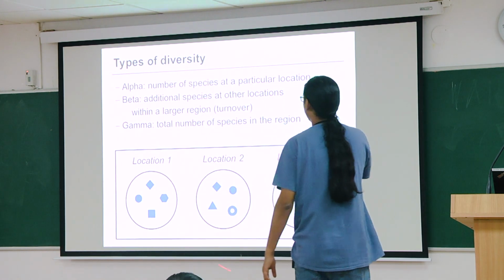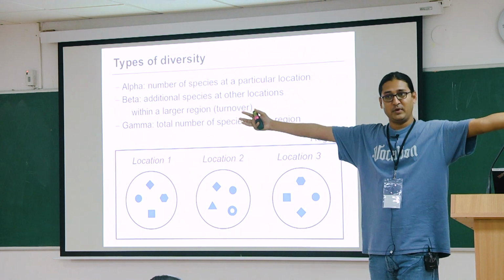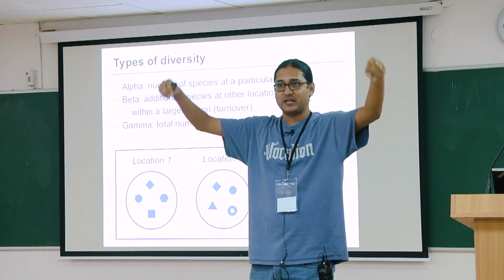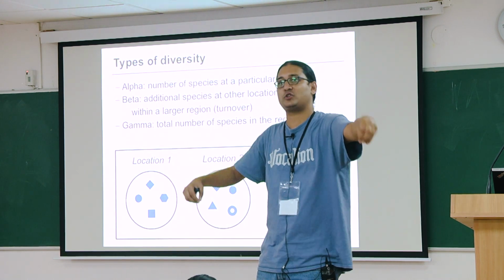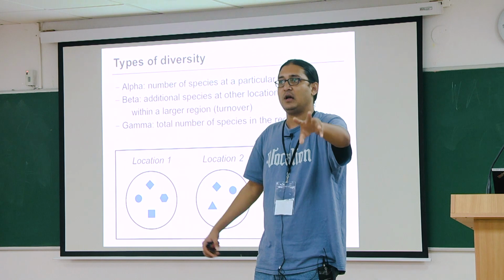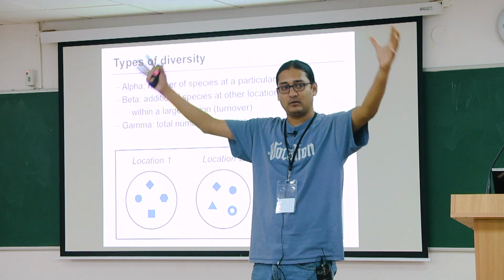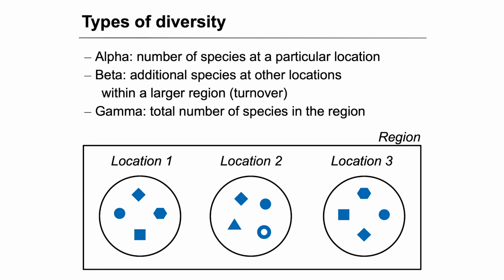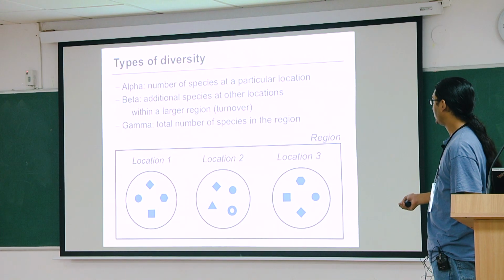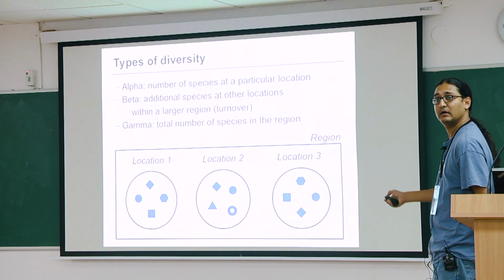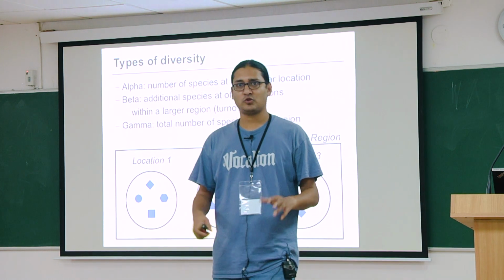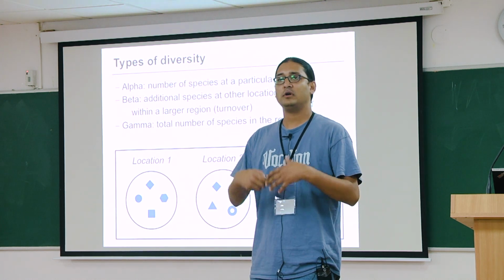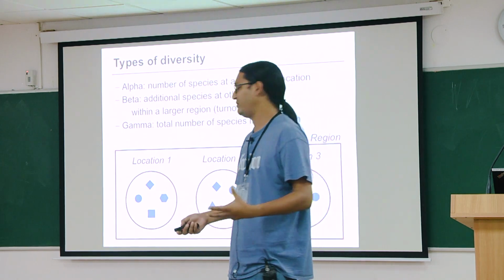And gamma diversity is the total number of species in the region. So if you have a region within which you have locations, each location has an alpha diversity. There are differences in what species you have across locations. That difference is beta diversity. And finally, when you put alpha and beta diversity together for the whole region, that's gamma diversity. So what is the gamma diversity of this? Six. What is the turnover, what is the beta diversity between location one and three? Zero. So concepts of alpha, beta, gamma diversity are sort of clear? Yes. So these are some terms that ecologists use to describe the diversity within a particular region.